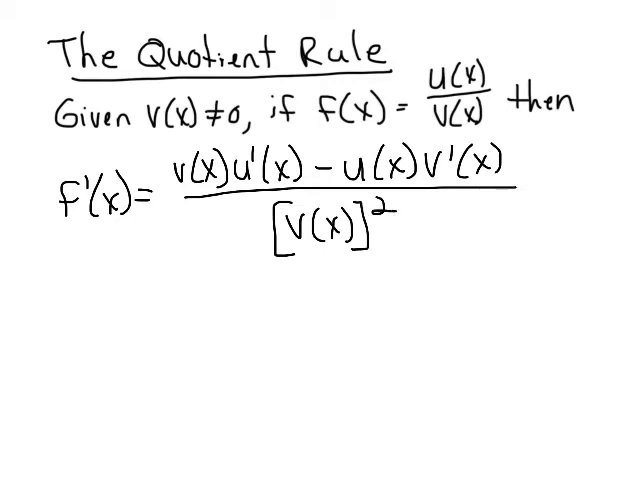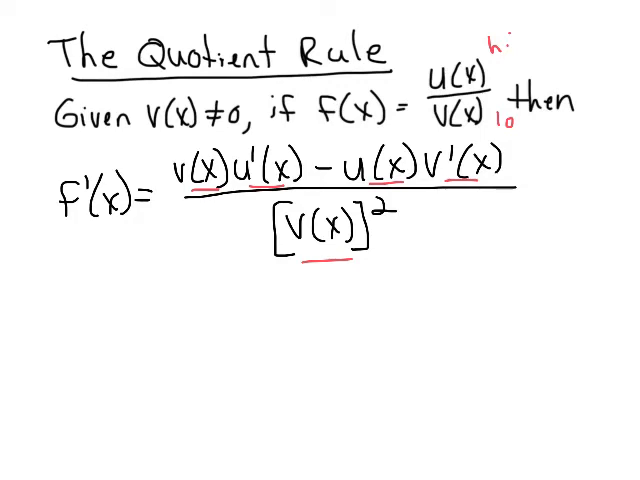Now there's a way to remember this that I learned way back when I was in calculus years ago, and here's what we do. Since the v of x is in the denominator, we call that low, and the u of x is in the numerator, so that's high. And what you have is this: low d high minus high d low over low squared.